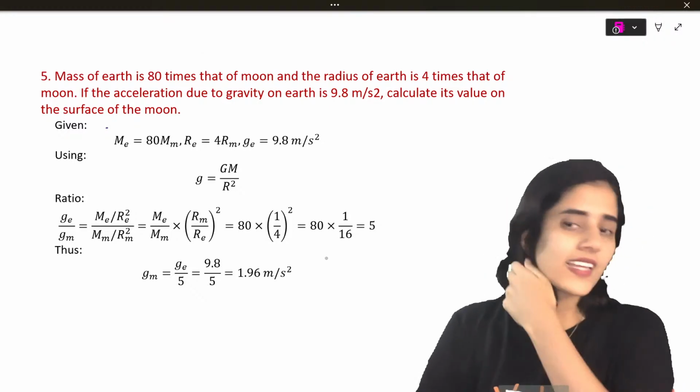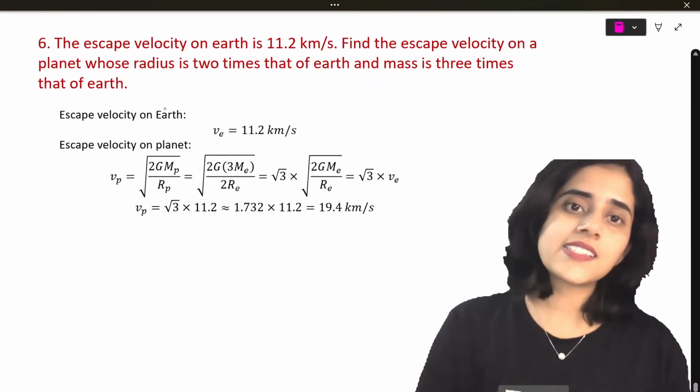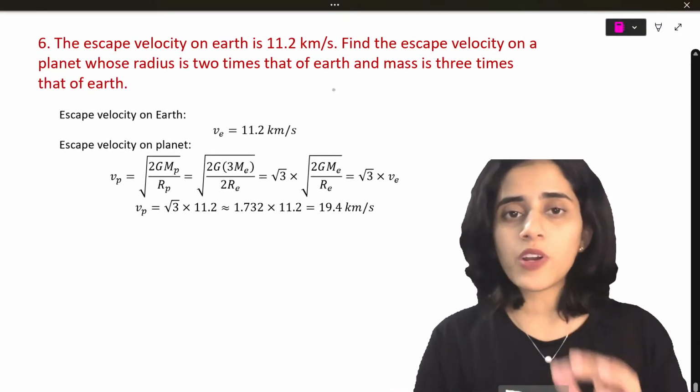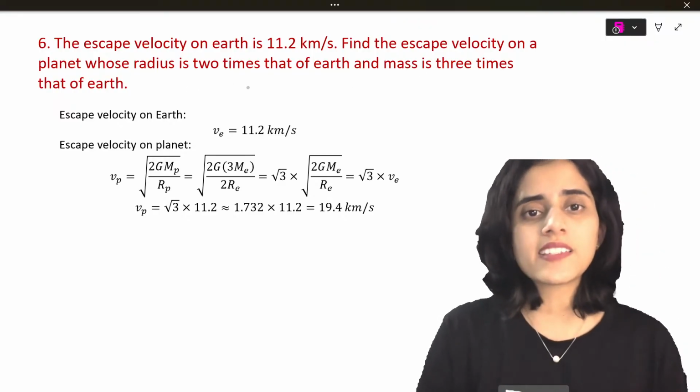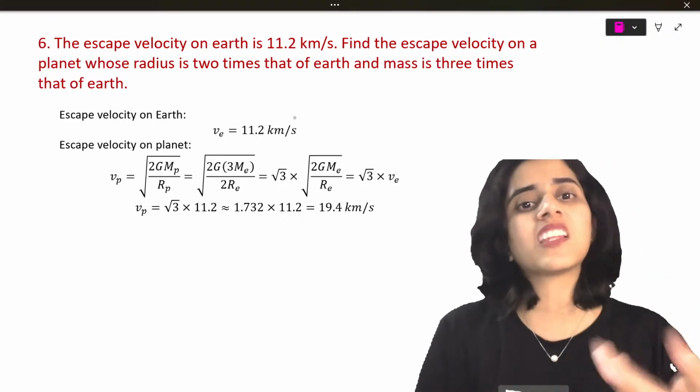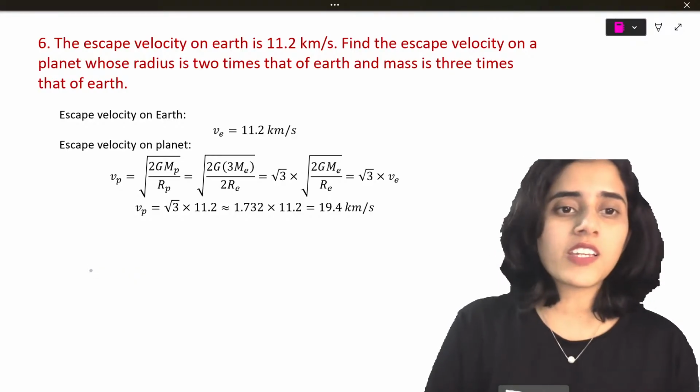The escape velocity on Earth is 11.2 kilometers per second. Find the escape velocity on a planet whose radius is 2 times that of the Earth and mass is 3 times that of the Earth. Okay? So I just have to modify the equation.